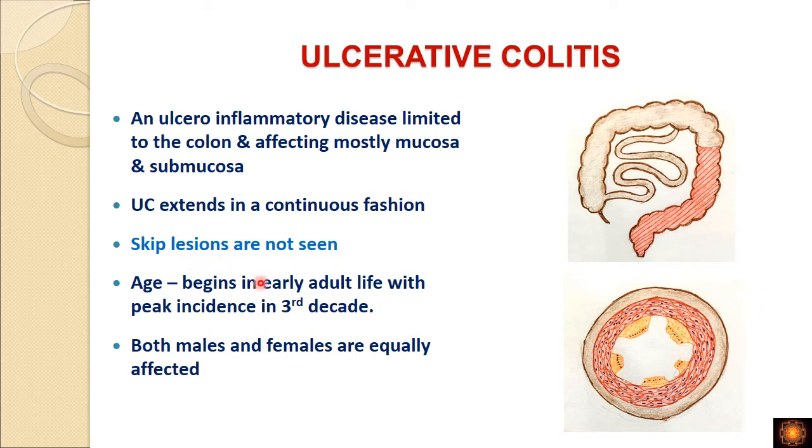And the age is, it begins in early adult life with a peak incidence in the third decade, and both males and females are equally affected. If you remember Crohn's disease, it shows female predominance, but here both males and females are equally affected.